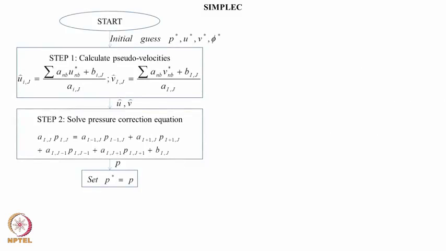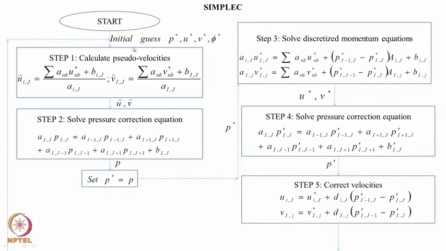Without going into the details, we have a flow chart to explain the SIMPLEC algorithm. So here we start with the initial guess, that is the initialized condition P star, U star, V star and phi star. So we calculate what is known as a pseudo velocity as shown here, and if you look at that expression, this is a discretized momentum equation: sum of neighboring nodes plus source term and the coefficient for the corresponding node of interest as shown here.